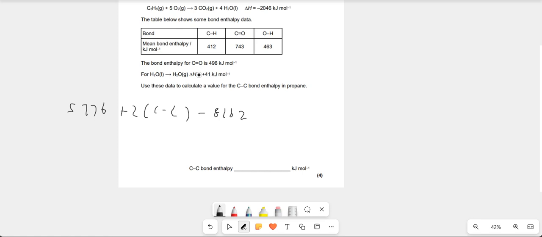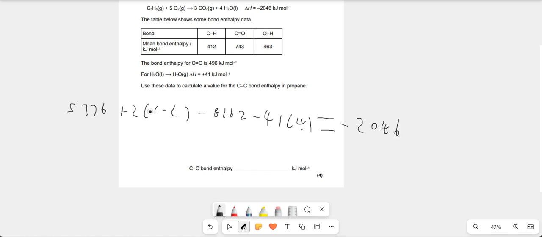mole. But I'm making liquid here, so I'm going from gas to liquid, so I need to reverse this. So I'm going to do minus 41. And also, how many H2Os am I making? I'm making four. So it'd be four times the 41. Does that make sense? So minus 41 times 4. And that's going to give me the total enthalpy change here, which is minus 2046.